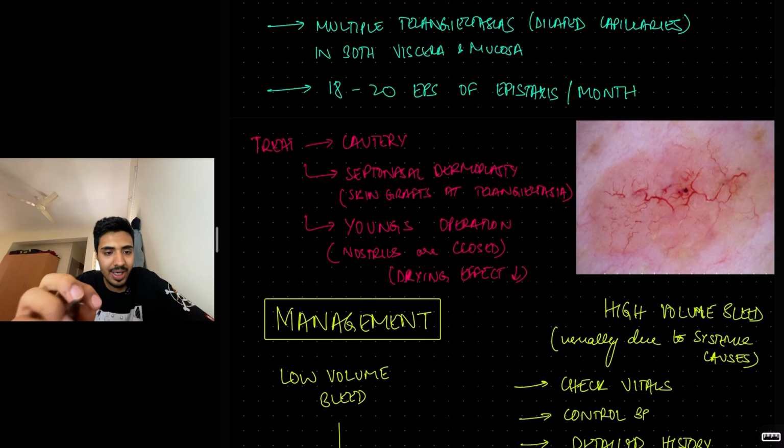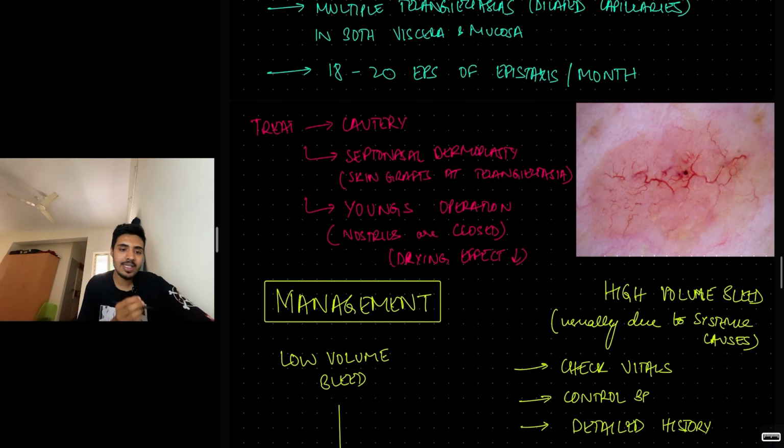So how do you treat this? First, you cauterize the telangiectasia. You can cauterize the telangiectasia to stop the bleeding. Then you can do something known as septonasal dermoplasty, where we do skin grafting. We put skin graft onto the telangiectasia to prevent the bleeding.